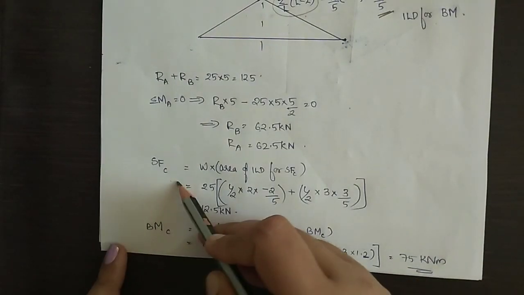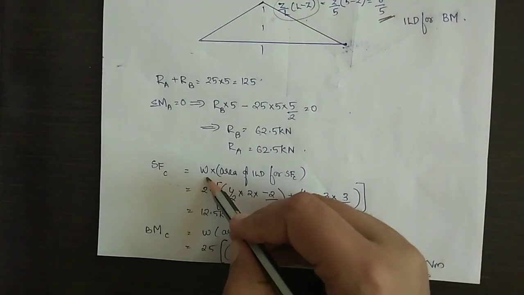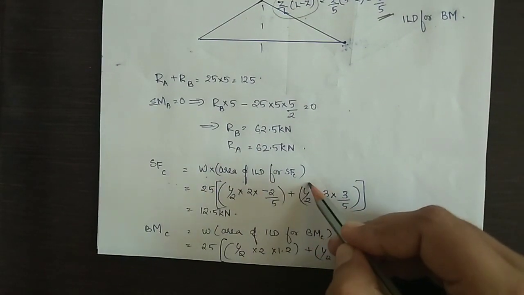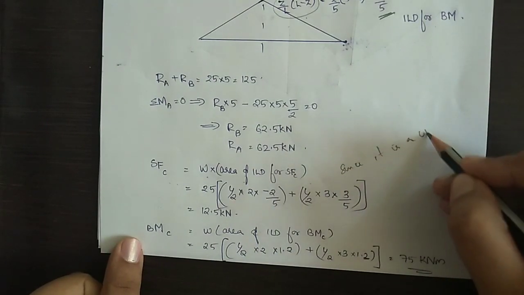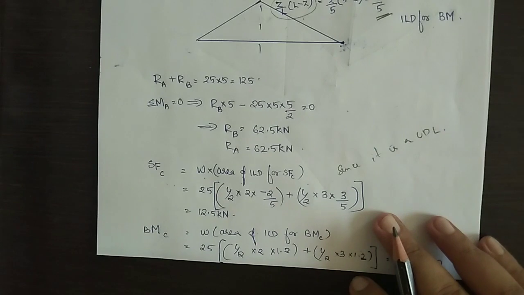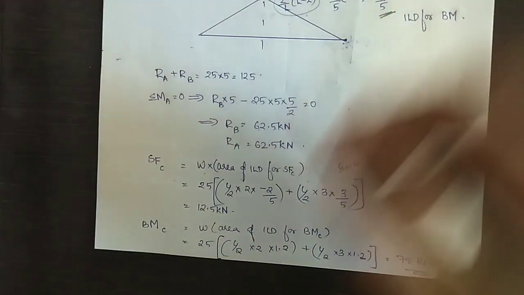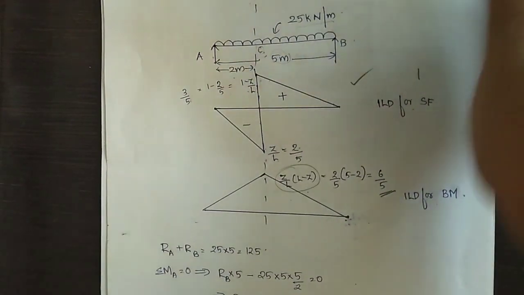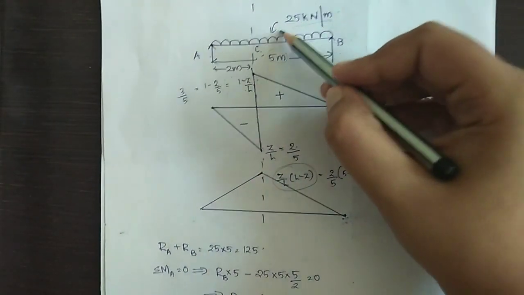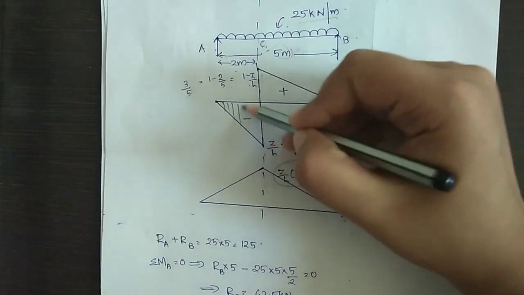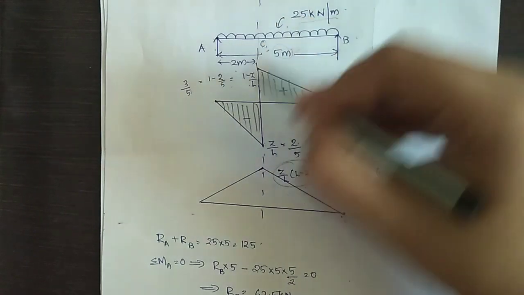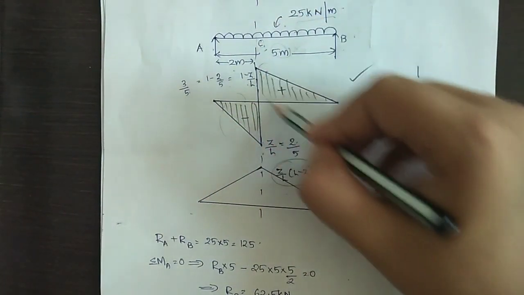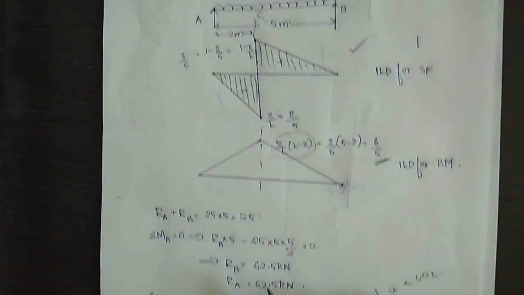Equation of shear force at section is load into area of ILD for shear force. This equation is used since the loading is a UDL. The load is 25 kN per meter. It's already given in the question. It is 25 into area of this portion plus area of this portion. It is 25 into area of this portion plus 25 into area of this portion.